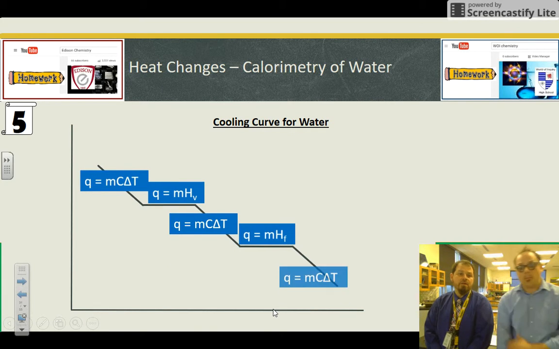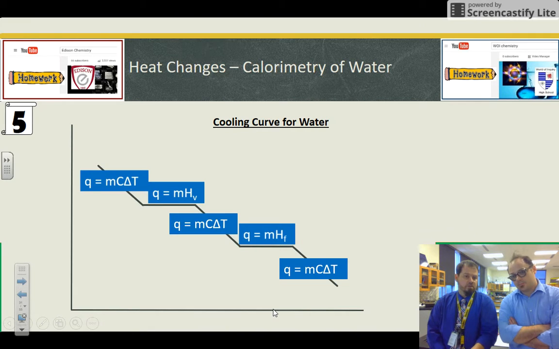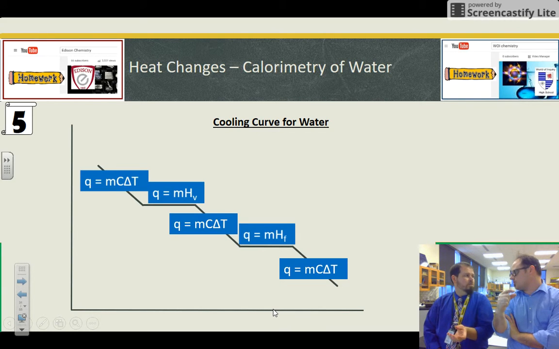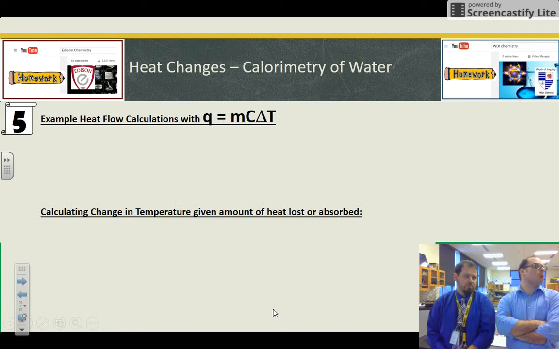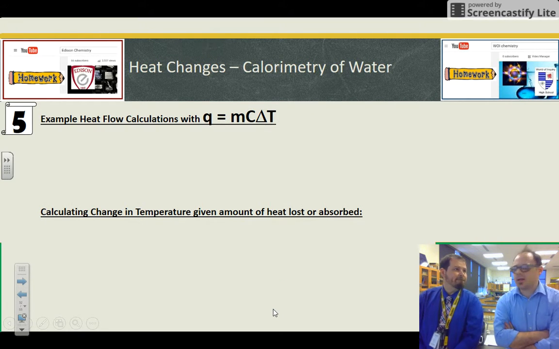That triangle means delta, which means change in. One of the things we talked about in our bell work today is that I don't have to convert Kelvin into Celsius, because the units are the same size. They're the same size, so the change actually comes out to be the same value. I'll probably do a bell work on that soon enough.